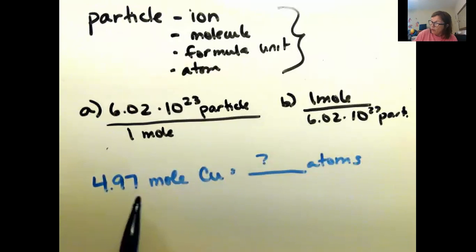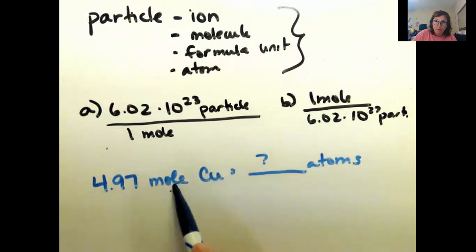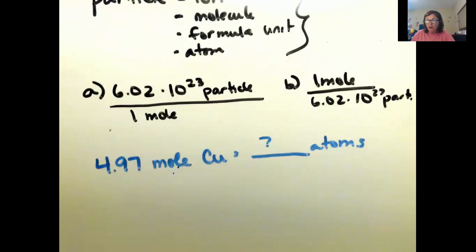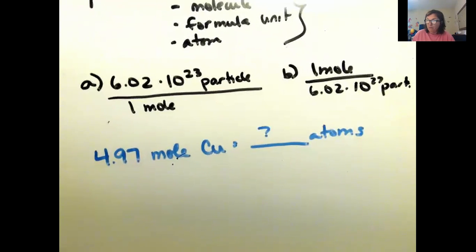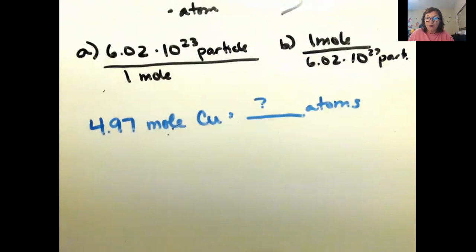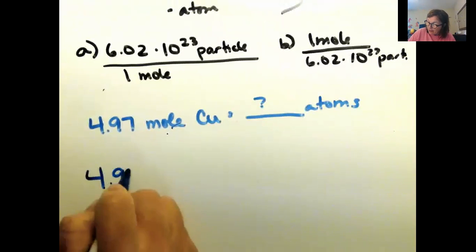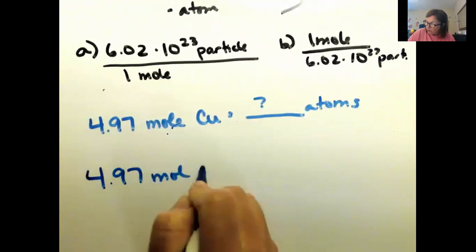Okay, so we know this is going from moles to particles because we're going from a mole to an atom, and an atom is one of the particles. Okay, so the first thing you do, let's write down our given. What is our given here? Let me get this out of the way so I can scoot things to the back. So our given is right here, 4.97 moles of copper.